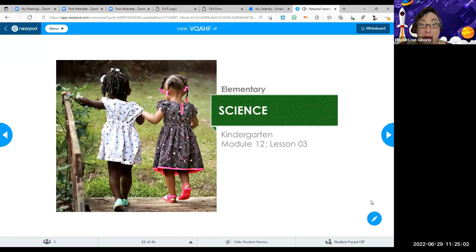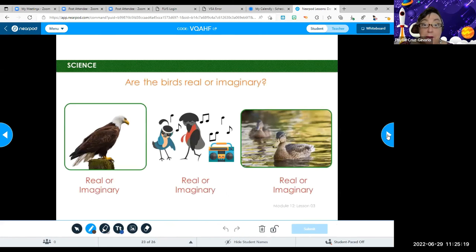All right, you could do more of that on your own. It's time to wrap up our science lesson and our lesson for the day, our STEM lesson for the day. So, what are we doing in science today? Just a very quick lesson about real versus imaginary. This is in Module 12, Lesson 3.